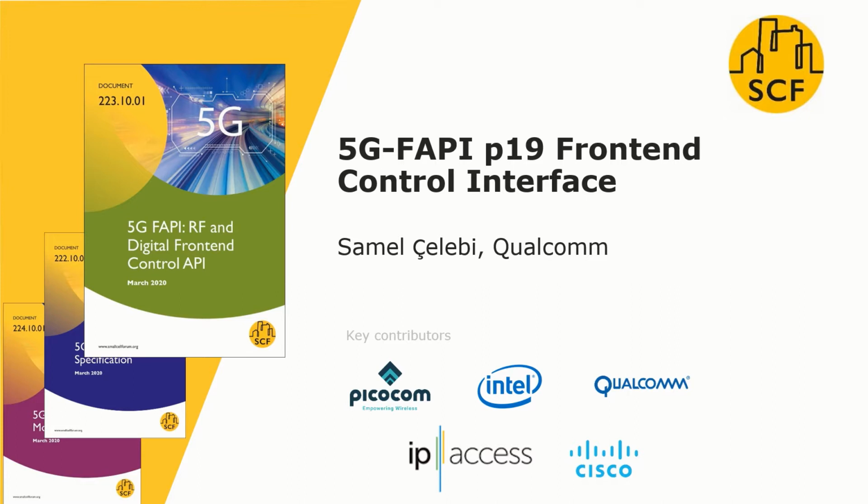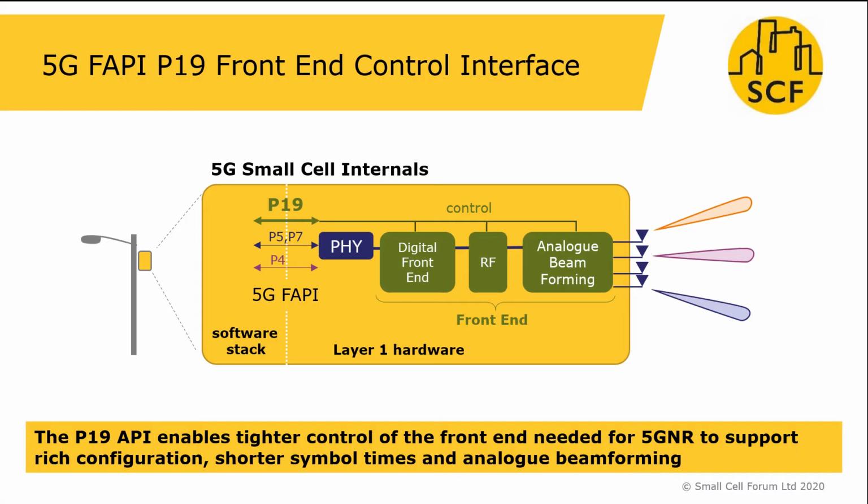I would like to give an overview of the Small Cell Forum's P19 front-end control interface. During the writing of the 5G FAPI spec, we have identified a need for an efficient management of the front-end assets by the upper stack. The rich configuration options supported in 5GNR, along with shorter symbol times, necessitated a tight control of the front-end unit, which encompasses the RF, the digital front-end, and the analog beamforming blocks.